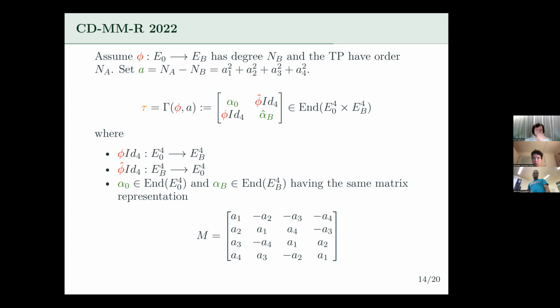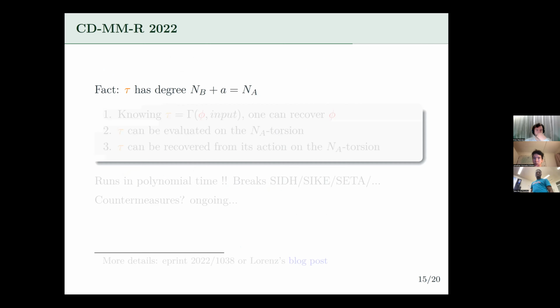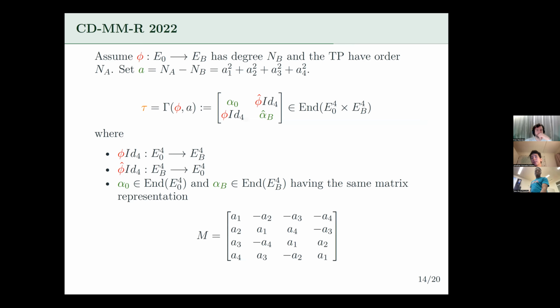Is there a minus somewhere here? Maybe there was a minus and I didn't put it. I think there is a minus on the dual that I didn't put, sorry. Then you would get the degree, that is NB plus NA minus A, which gives you NA. So now you have an endomorphism on this abelian variety that has degree NA. You can evaluate it on the NA torsion, right?